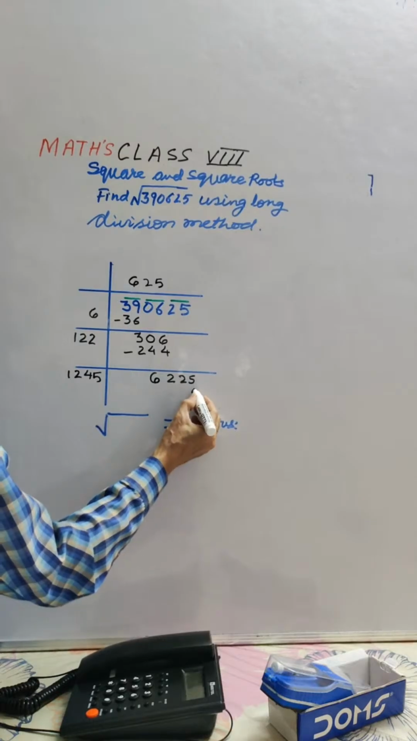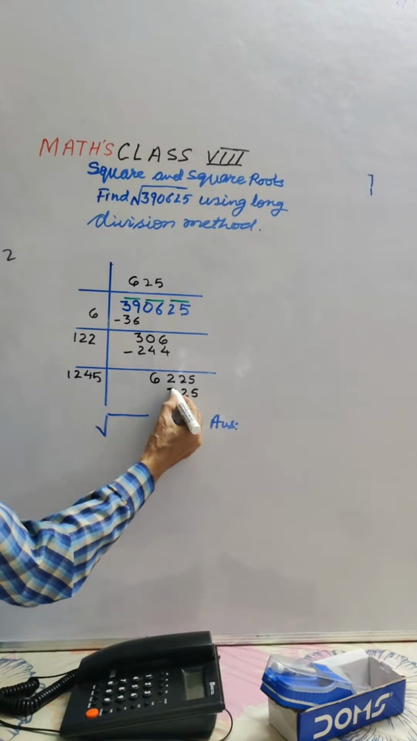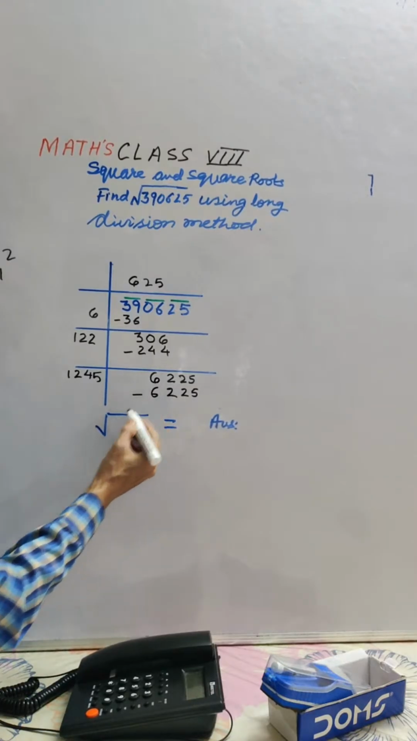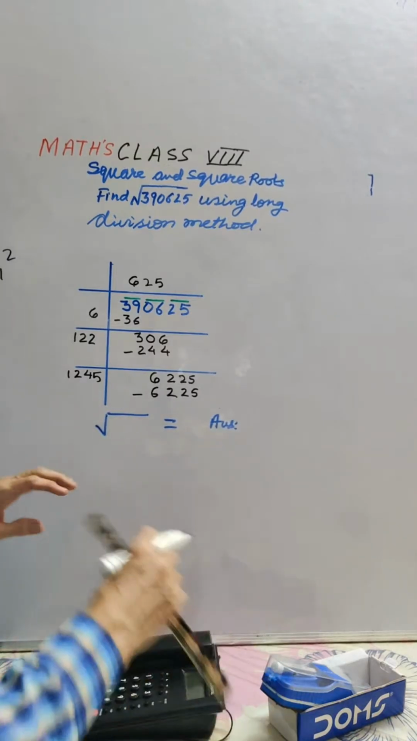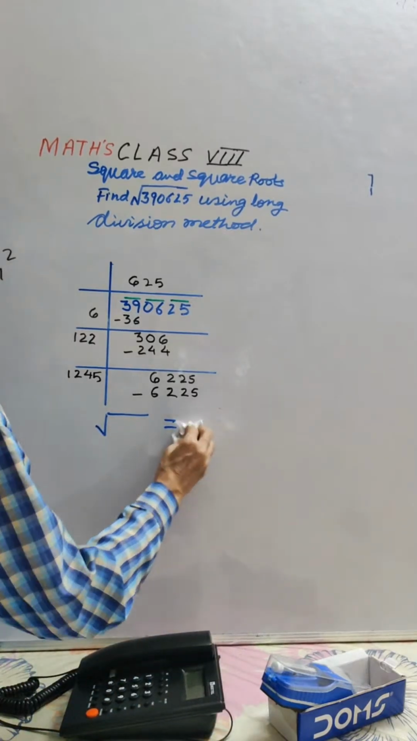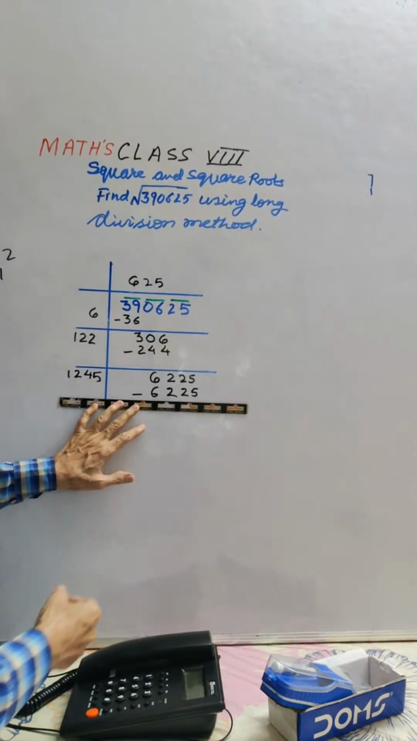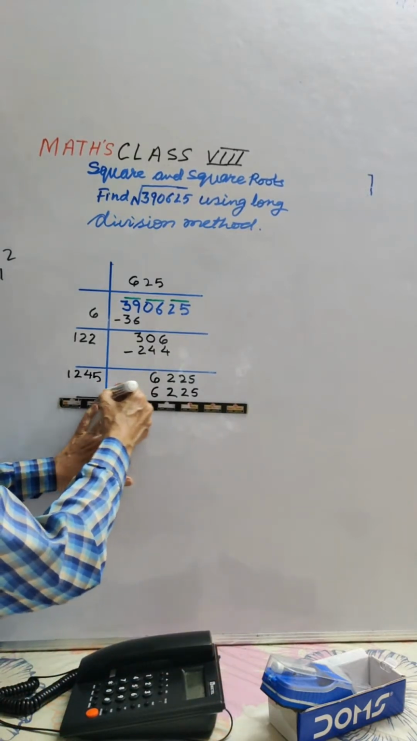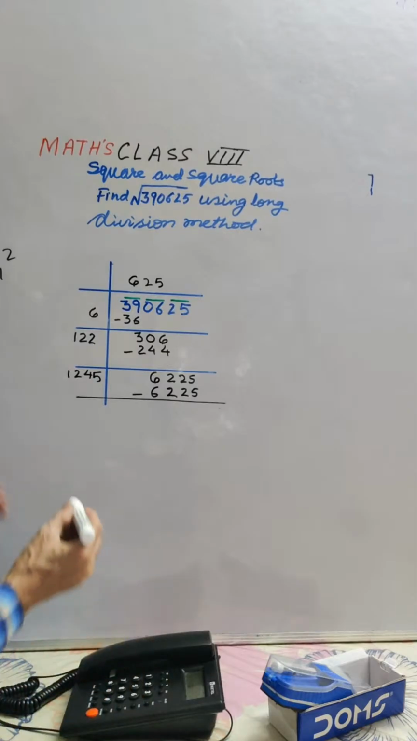5 5s are 25. 2 is carry out. 5 4s are 20 plus 2, 22. 2 is carry out. 5 2s are 10 plus 2, 12. 1 is carry out. 5 1s are 5 1 6. So that is 6 2 2 5, which is subtracted. We shall get 0, as we are getting 0 at the end, which means that 625 is the square root of 390625. 390625 का square root है 625.